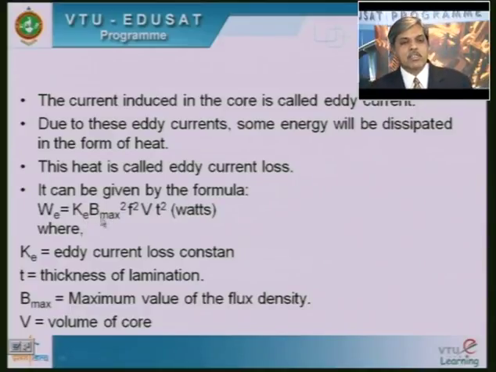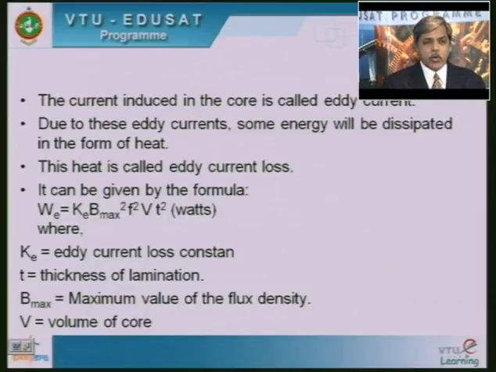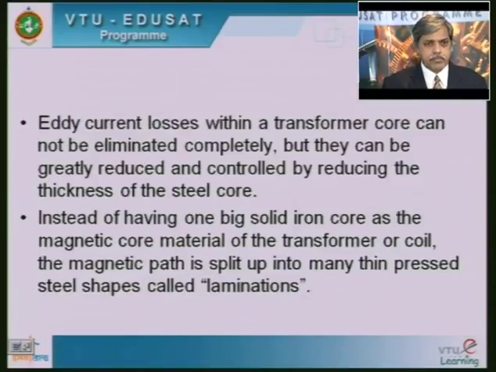The maximum value of the flux density here depends on the maximum value of the flux, and is inversely proportional to the cross-sectional area of the core. f is the frequency of reversals, V is the volume of the core, and t is the thickness of the lamination. As we have all constant terms here, this eddy current loss is also a constant. Out of these two losses, hysteresis and eddy current losses combined together, what we call the core loss will be a constant loss in the transformer.